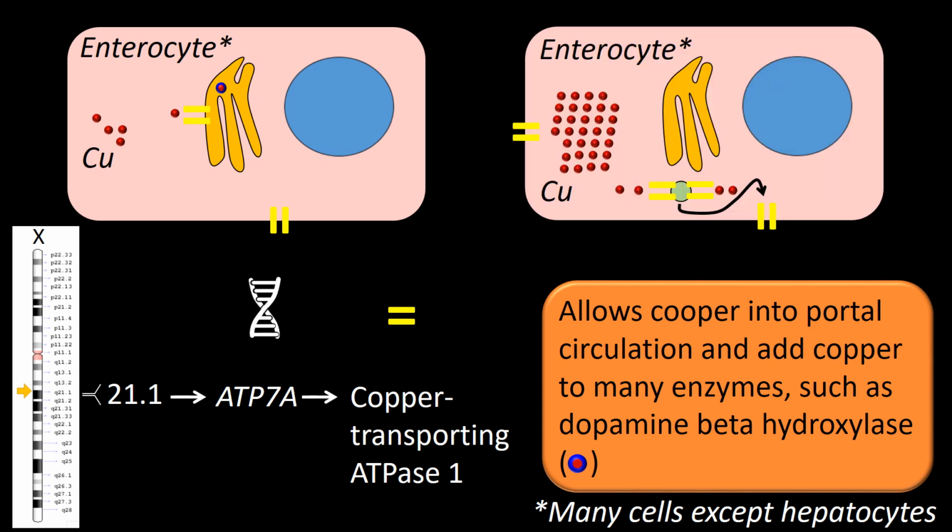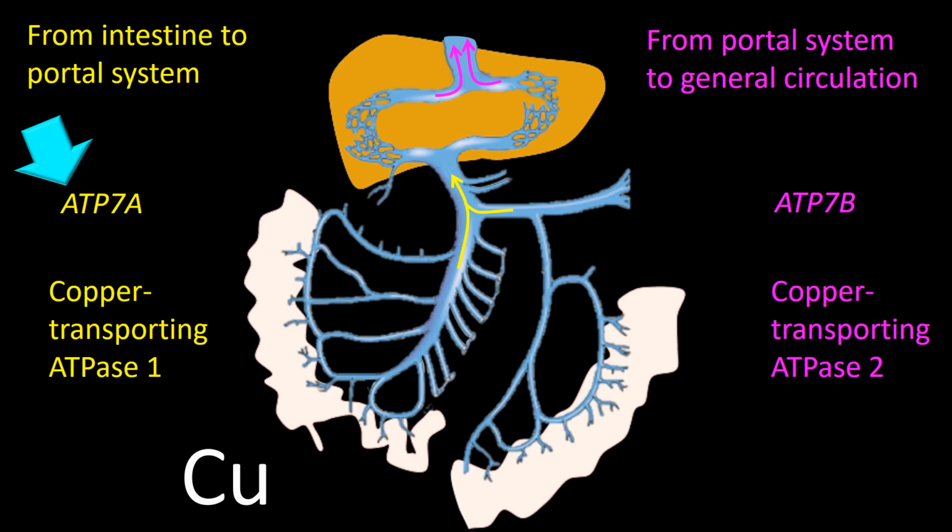This enzyme, copper transporting ATPase1, behaves differently in the presence of high copper levels. In the enterocyte, when confronted with too much copper, it moves away from the Golgi and helps to dispose of excessive copper in the stools. So that is the story of the ATP7A gene.